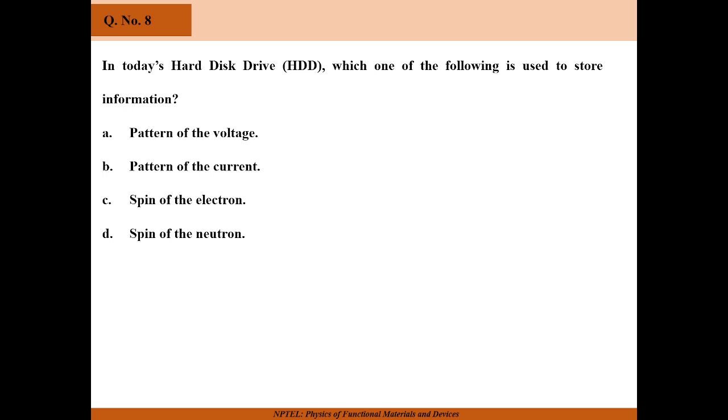So the correct answer is spin of electron. Yeah, okay, that's the correct answer.